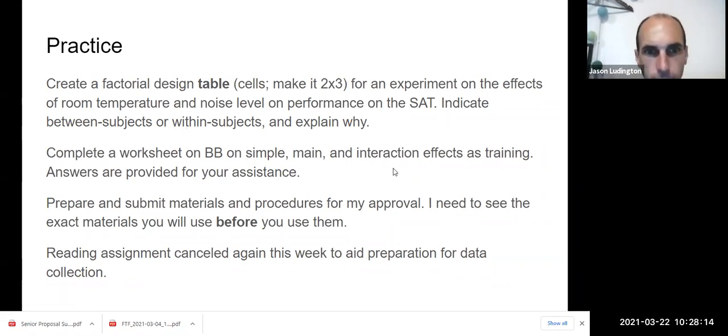Complete a worksheet on Blackboard on simple main and interaction effects as training. Answers are provided for your assistance. Actually, not all the answers are provided. Some of them are. The ones that are not provided, you can send me your answers and I will tell you whether they are right or wrong. If you want, it's optional.